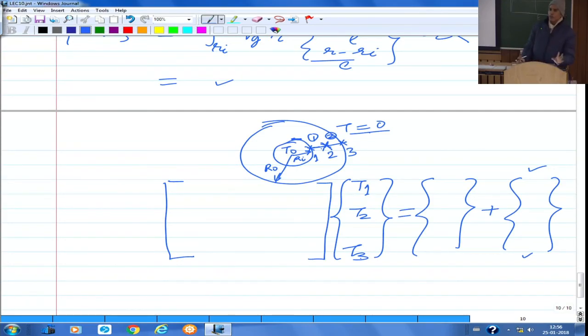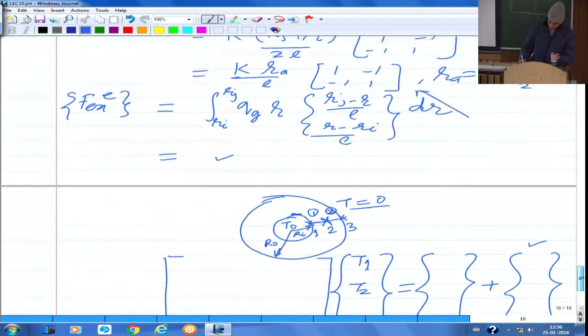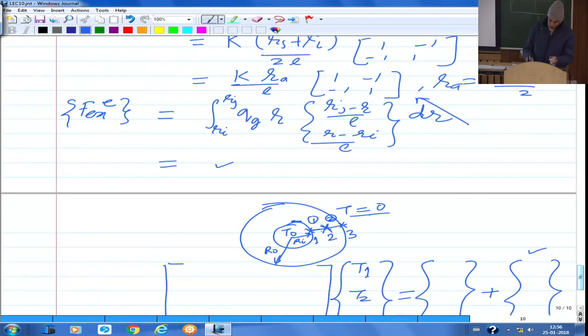Why I took this problem is that the only difference is that it's in the cylindrical coordinate system. So rather than doing the integration like dx as we did earlier, you will have to do r dr, and it's a differential equation with variable coefficient. So even if your property like thermal conductivity is constant through the radius, you still get a stiffness matrix which depends on where the element is lying, that is, on its average radius.